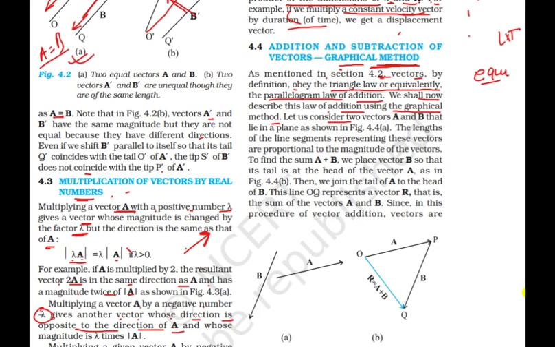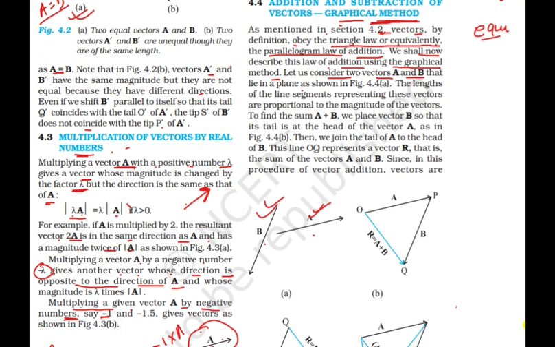Let us consider two vectors A and B that lie in a plane, as shown in figure 4.4a. Simply, they are just lying on a plane. The lengths of the line segments representing these vectors are proportional to the magnitudes of the vectors.